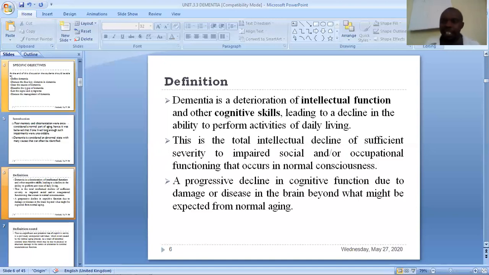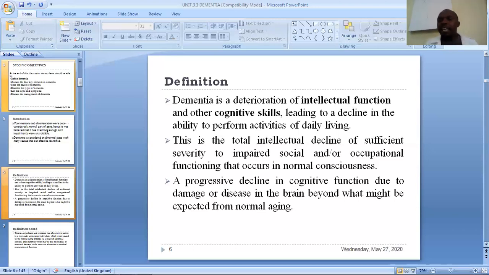Let's look at the third definition for dementia. The third definition says it's a progressive decline in cognitive function due to damage or disease in the brain beyond what might be expected from normal aging. So this definition tells us that dementia is a progressive decline in cognitive function. What would cause this decline? The damage or disease in the brain beyond what might be expected from normal aging. And then someone will end up having dementia.